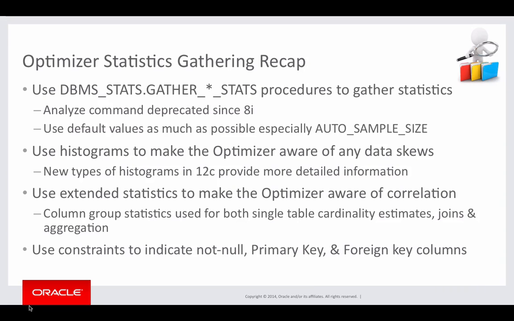If you haven't trusted histograms before 12c, if you thought it took too long to gather those histograms, or the histograms didn't give the optimizer enough information, well, all of that has changed in 12c. We've introduced a new type of histograms in 12c that provide the optimizer with a lot more detailed information than they ever did before, and it's also much faster for us to gather these new types of histograms. So if you haven't used them in the past, I would strongly recommend, now that you're on 12c, that you give histograms another chance.